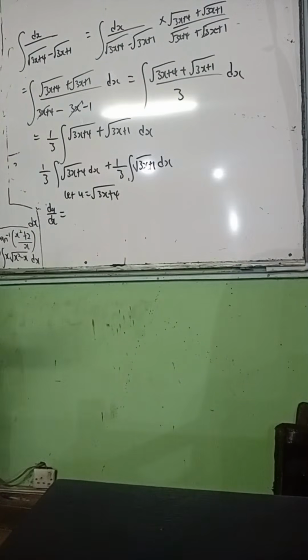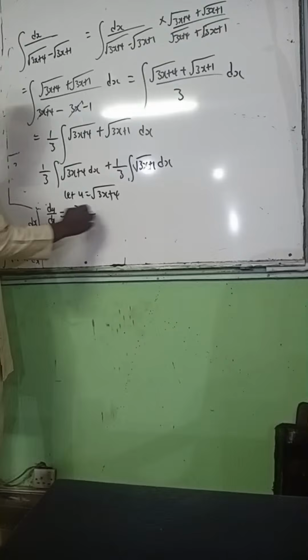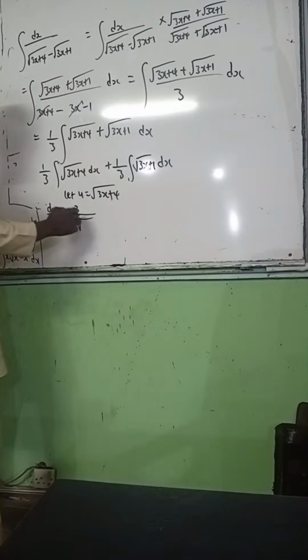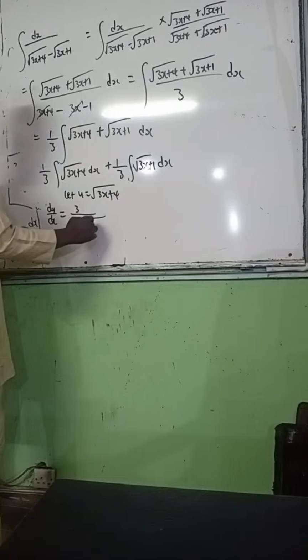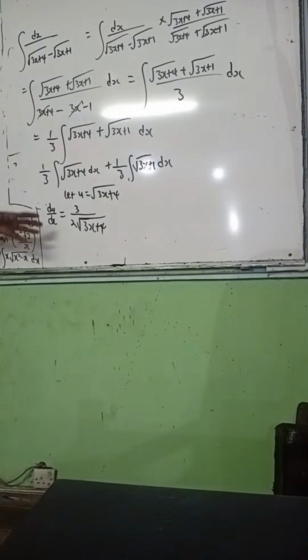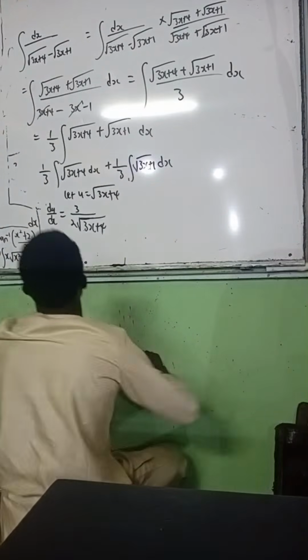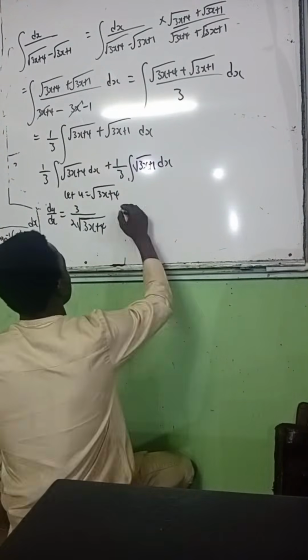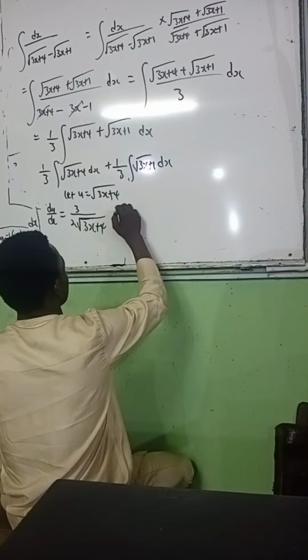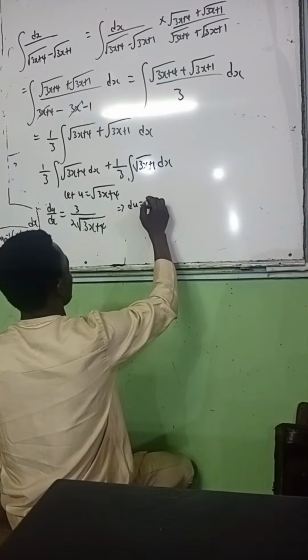1 over 2, that's 3 over 2 multiplied by root 3x plus 4. If you don't get how we get it, write it in your note. Divide by dx. So at the end of the day, let's make the end result of the formula. So here we have du equals what?